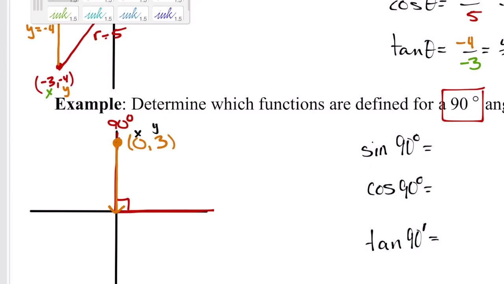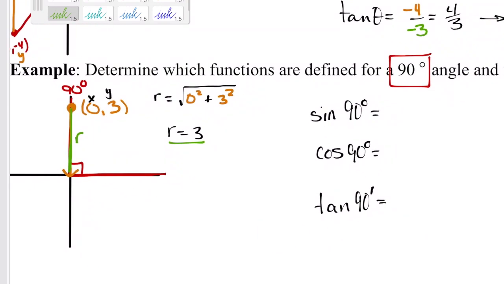And if I were to try to find the r, that means I'd be doing r is equal to square root of 0 squared plus 3 squared, which means I would just have the square root of 3 squared, which means r is just 3. So then remember, we're just looking at that distance when we're talking about r. So that 3 should make sense. It should be the same as my y value.